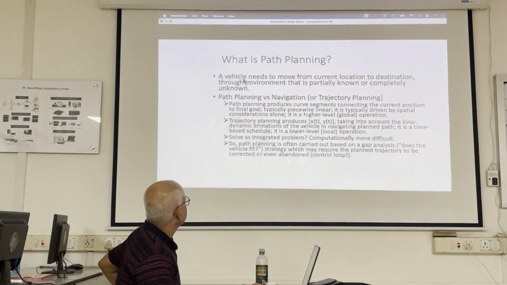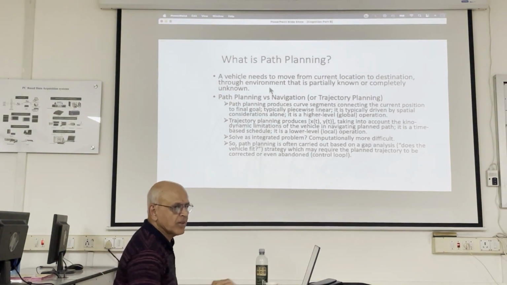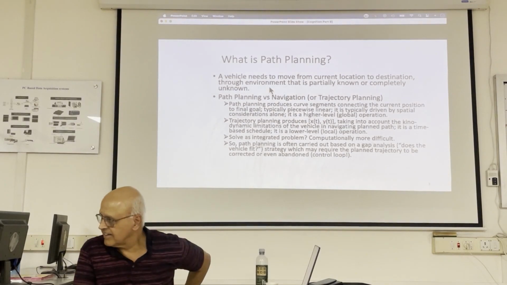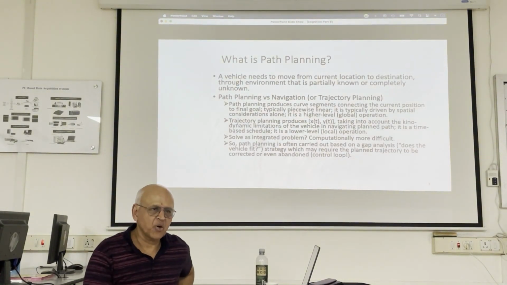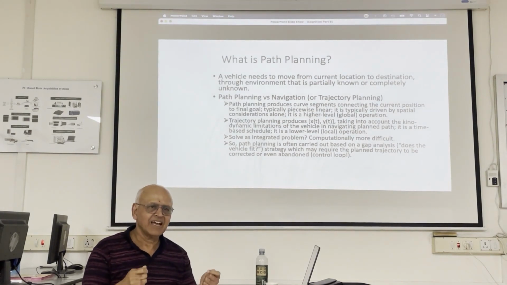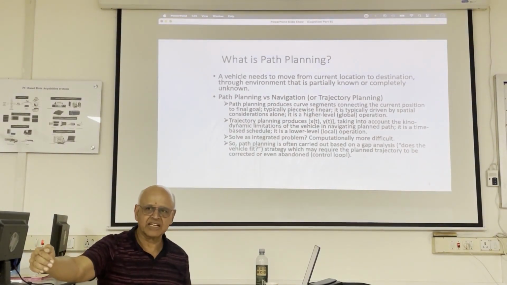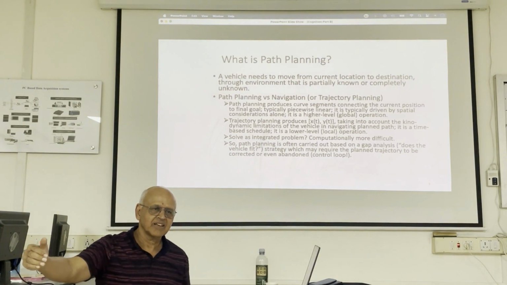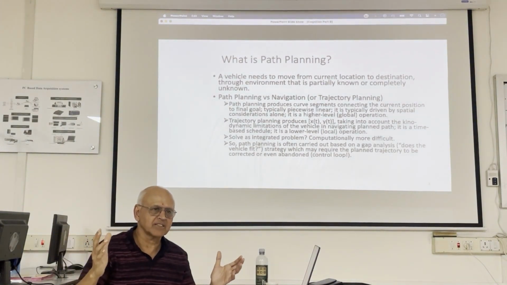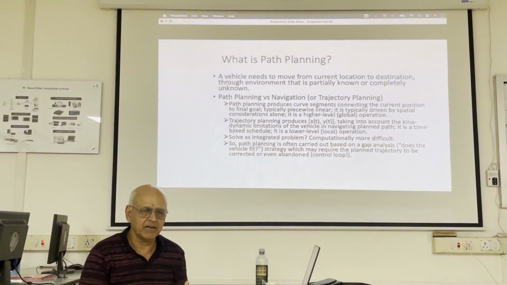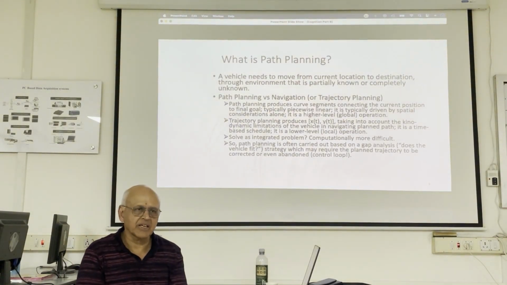So again, let's remind ourselves the vehicle needs to move from current location to destination in an environment that is partially known or completely unknown. So you know what happens when an environment is completely unknown? There's nothing that is completely unknown, because if you turn on your sensors, at least you can see locally to the extent of the sensor horizon. So you have your local map, but the rest of the horizon, you don't know whether it's empty or completely blocked. The standard assumption is to assume that anything that you can't see is empty.